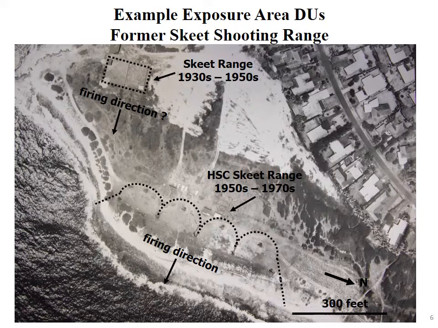So let's start looking at some examples. First, we'll look at some example exposure area decision units. This is a former skeet range on the island of Oahu. They operated from the 1930s to 1970s. So in general, they were shooting toward the ocean at this skeet range.